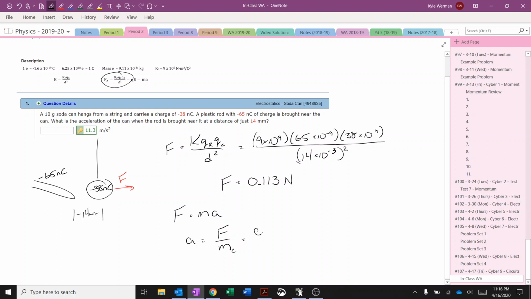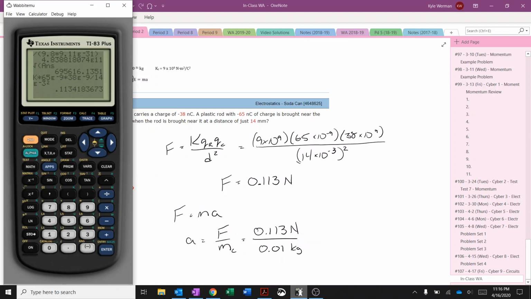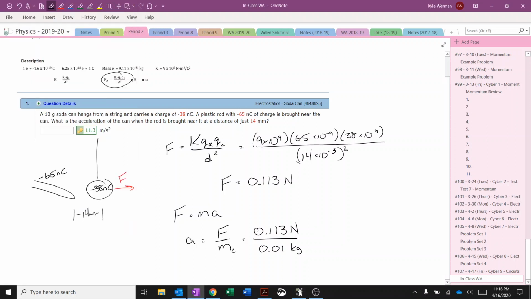And so that force is 0.113 newtons. The mass is 10 grams. We want kilograms, and so 10 grams into kilograms is 0.01 kilograms. All right, so you divide by 1,000 to get to kilograms. Hopefully that's something you can handle. So if I divide by 0.01, I get 11.34 meters per second squared, which is what my key for this version gives me.